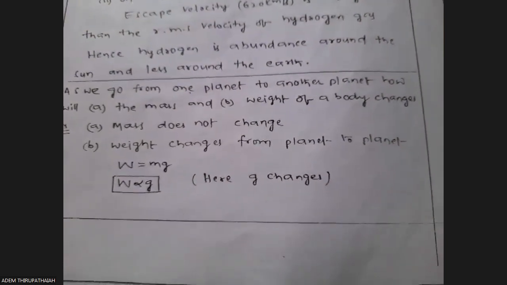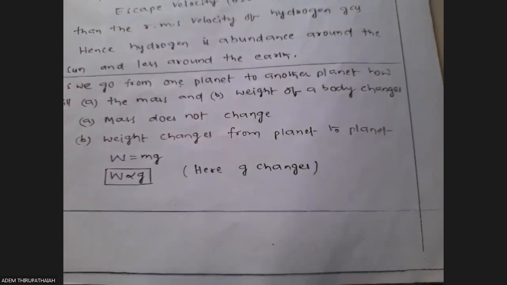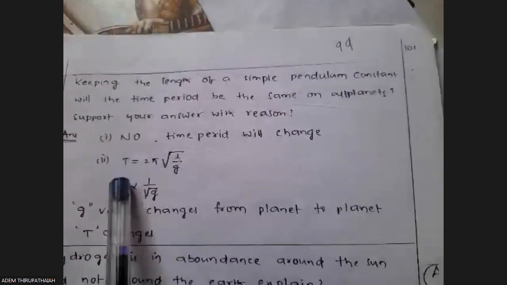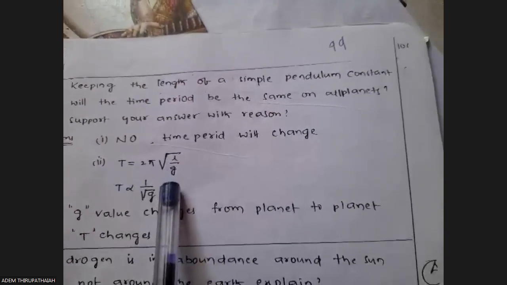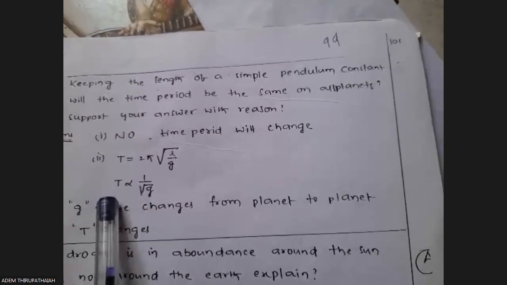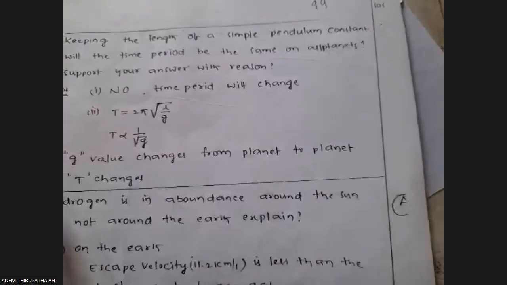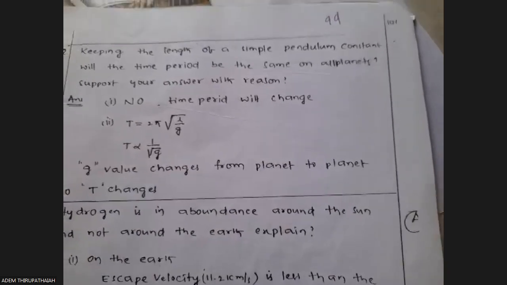Keeping the length of a simple pendulum constant, will the time period be the same on all planets? Give the reason. T is equal to 2 pi root of L by g. T is inversely proportional to root g. The g value changes from planet to planet. So T also changes.